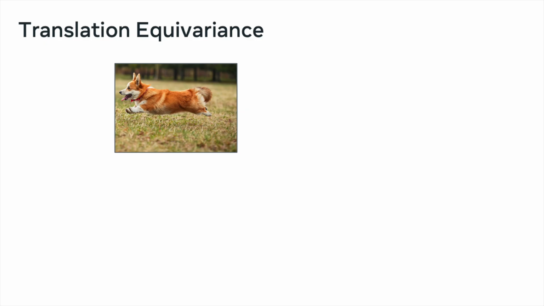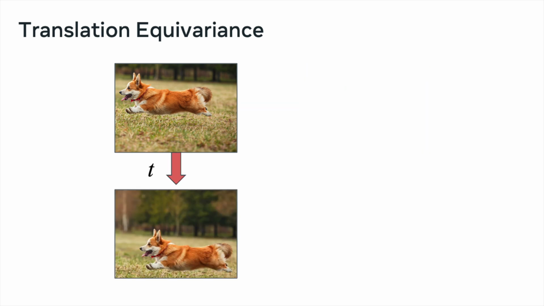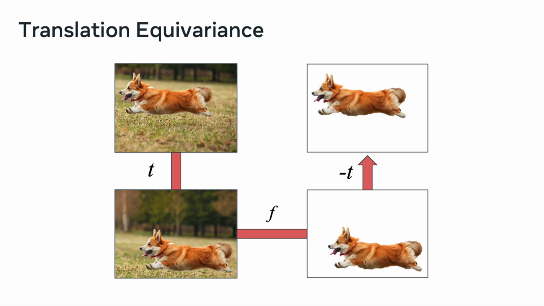Let's just look at a specific example, like translation equivariance. So let's say we have a nice cute dog like this one, we have a picture of it, and we have a function f which can segment out that dog. Now if we take that image and we translate it, and we apply the same function to segment out that dog, and then we translate it back, if we get the same answer, then we say that that function f is equivariant with respect to translation.